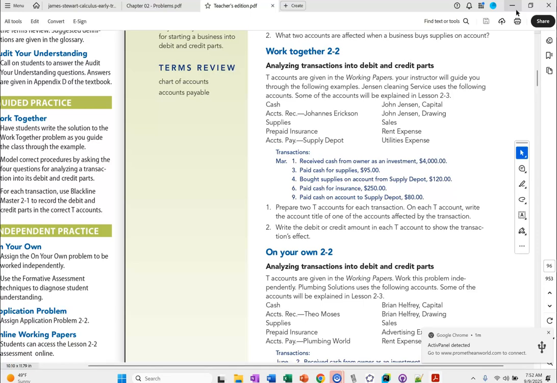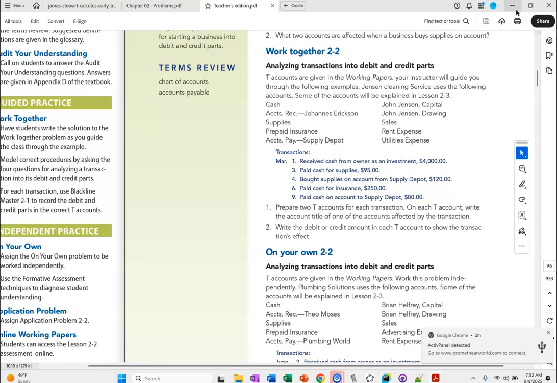All right. So we're looking at the 2-2 work together. Remember, in chapter 2, we've been working on using these T accounts for each of the accounts in our accounting equation. Let's read through the directions. T accounts are given in the working papers. That's the page you have, all the little T charts.